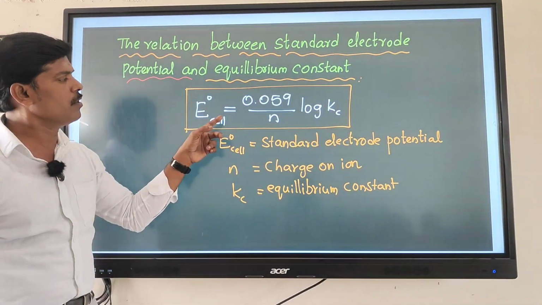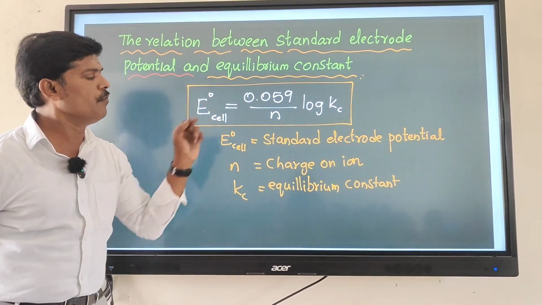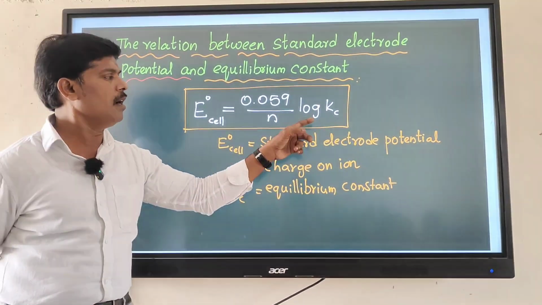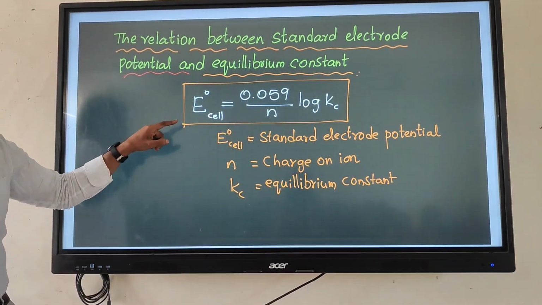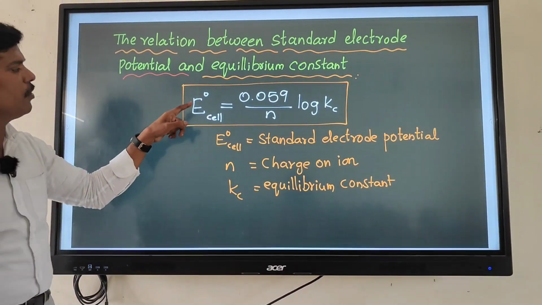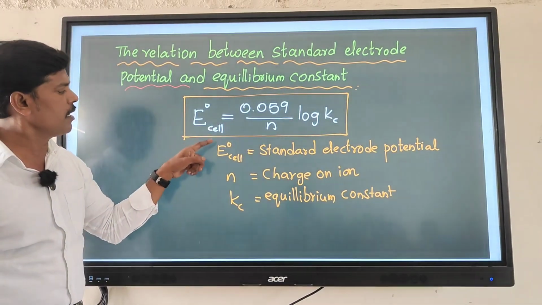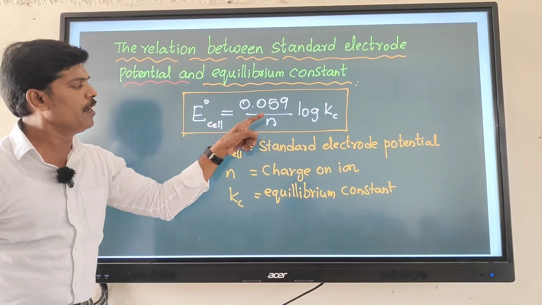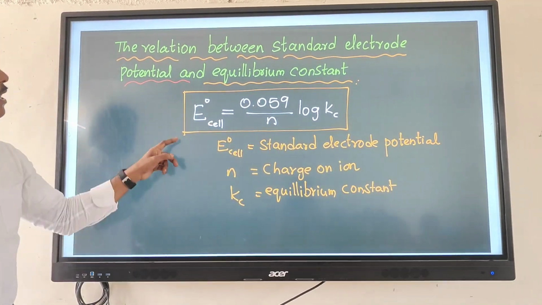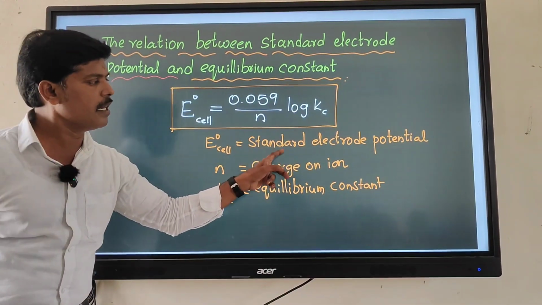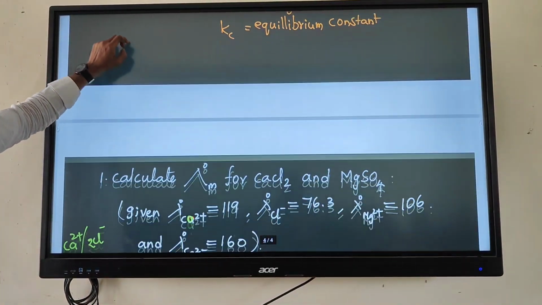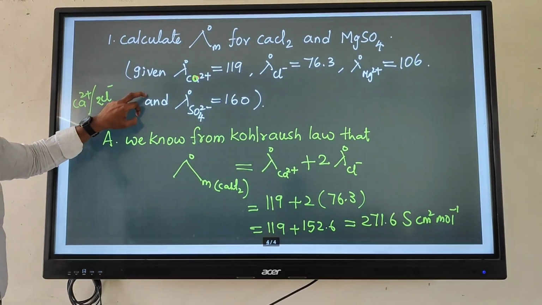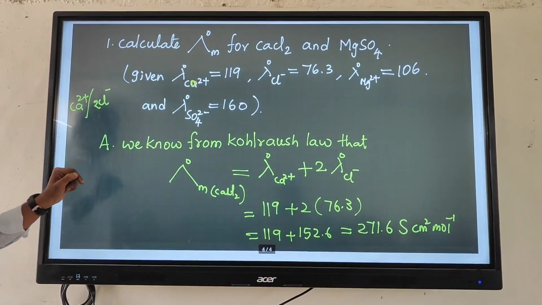And again another important relation, the relation between standard electrode potential and equilibrium constant. E naught cell is equal to 0.059 by N into log Kc, where E naught cell is the standard electrode potential, N is the charge on the ion, and Kc is the equilibrium constant. Let me explain a problem related to that relation.